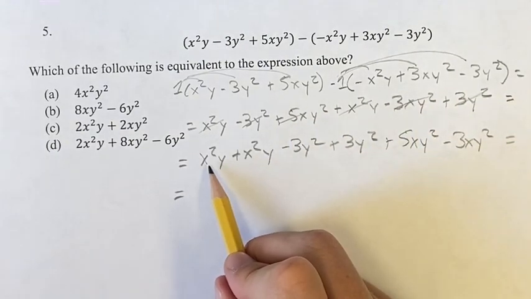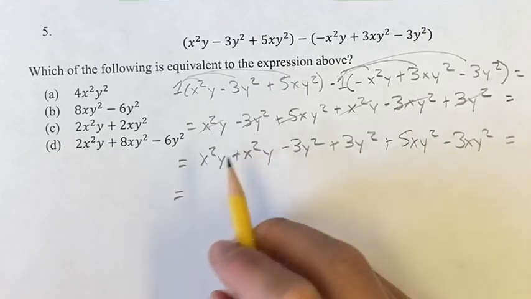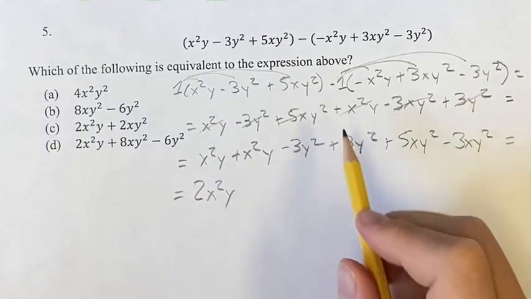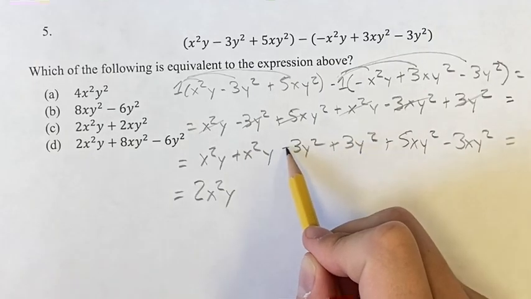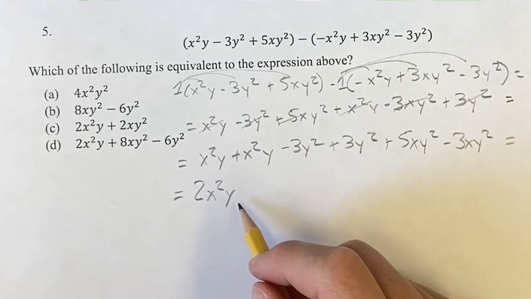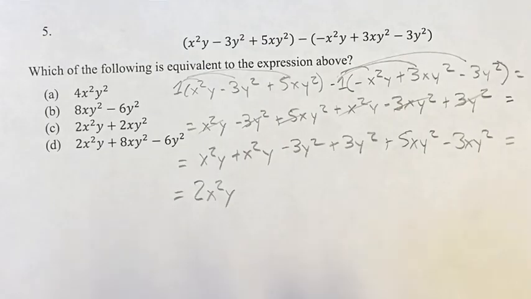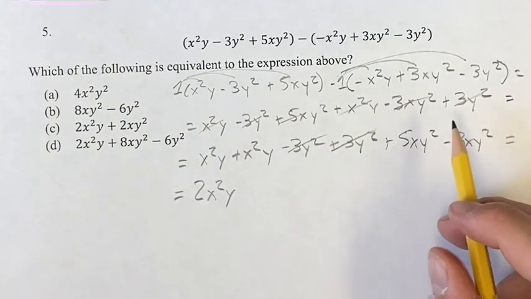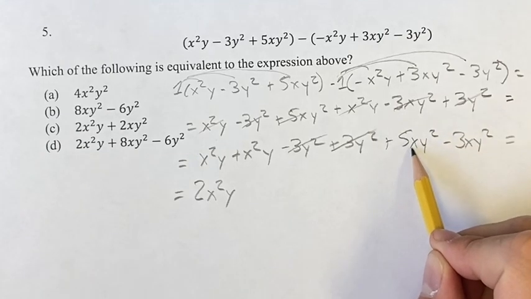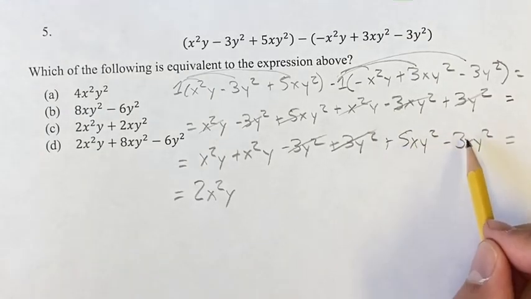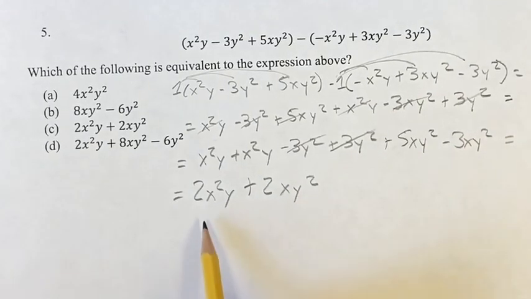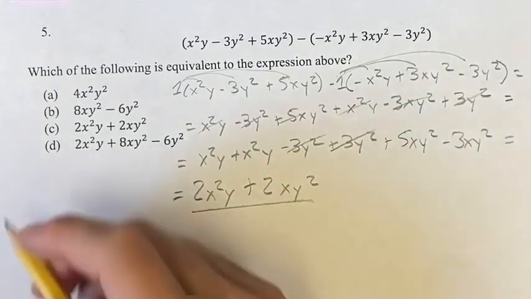And we have x squared y plus x squared y. So that's 1 plus 1 is 2 x squared y. 3y squared minus 3y squared is going to be 0y squared, so plus 0 basically. We don't even have to write that. These basically just cancel out. And then we have 5xy squared minus 3xy squared. Well, 5 minus 3 is we have 2xy squared. This is our final expression, which lines up with C.